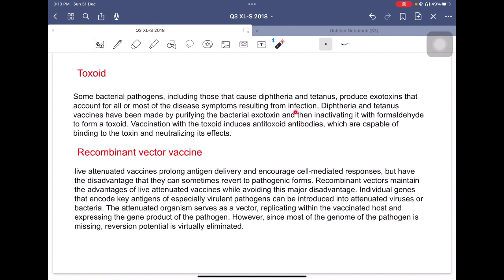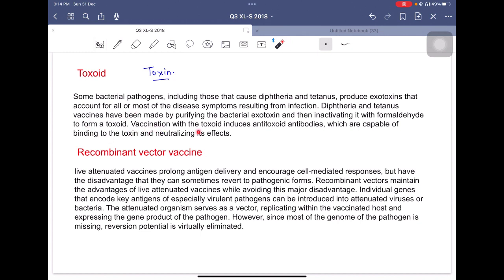So, purifying the bacterial exotoxin and then inactivating it with formaldehyde to form a toxoid. So it's not a toxin. What is the difference between a toxin and a toxoid? A toxin is a compound that causes the disease, that comes from the bacteria when it infects us, right? And a toxoid is the inactivated toxin. Using formaldehyde, we can inactivate this bacterial exotoxin, and that forms a toxoid.